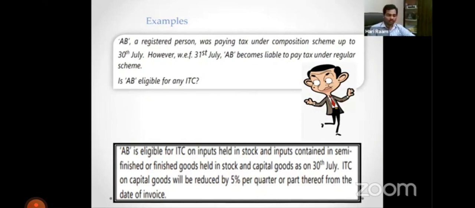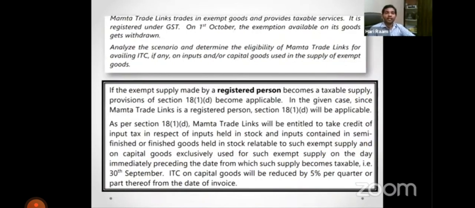Balance 60% is eligible. Next example, Mamta Trade Links trades in exempt goods and provides taxable services. It is registered under GST. On 1st October, the exemption available on such goods gets withdrawn. Here, till now he makes exempt supply. Now such exemption is withdrawn, which means taxable. Determine the eligibility of Mamta Trade Links for availing ITC. Capital goods used are also eligible, and inputs on finished goods, semi-finished goods, and held in stock are also eligible.